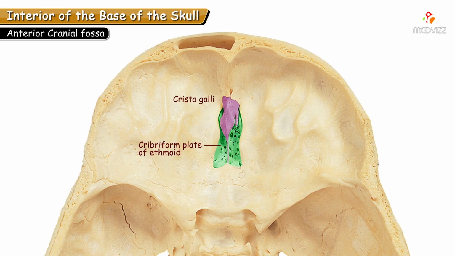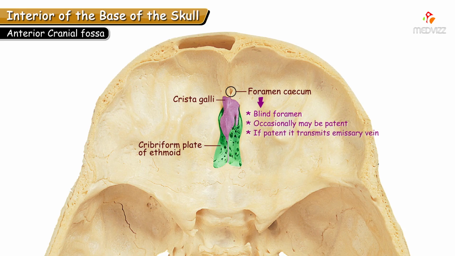Anterior to the cribriform plate of ethmoid, there is a deep depression called the foramen cecum. Cecum means blind, so it is a blind foramen. Usually it is closed. Occasionally this foramen may be patent. If it is patent, it transmits an emissary vein.